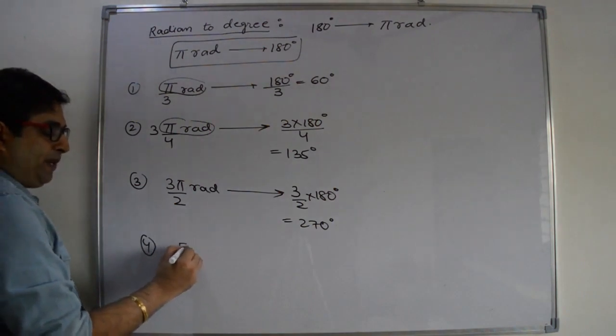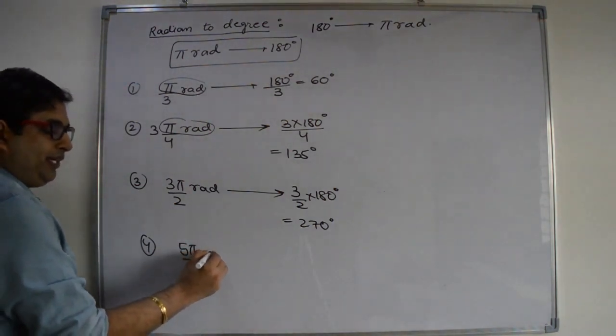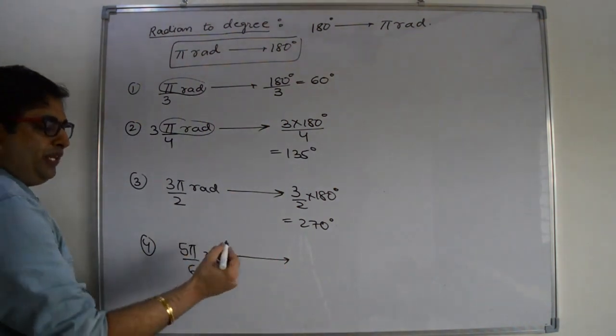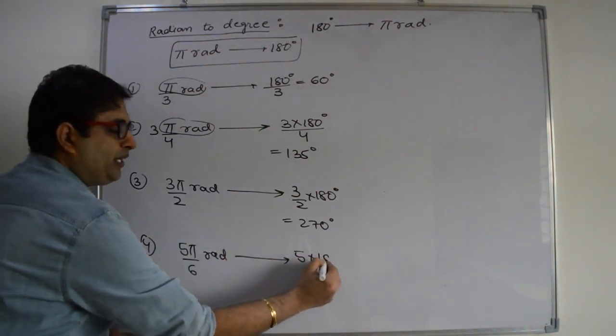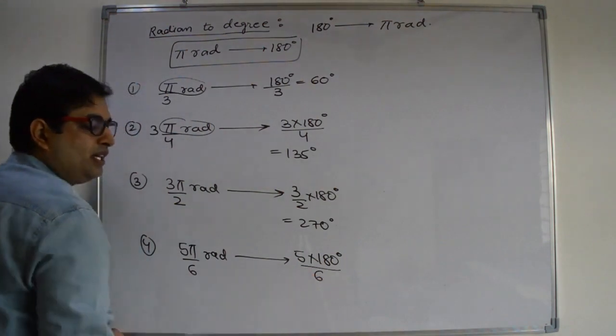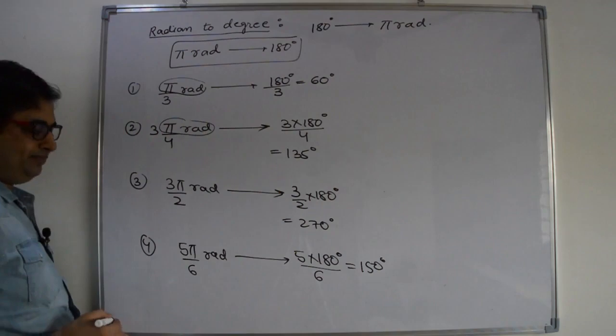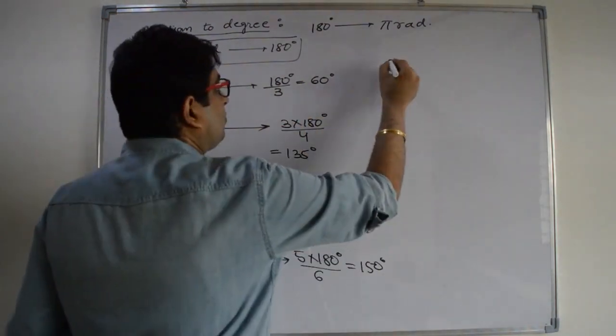What is 5 pi by 6 radian? Method is same. Convert this pi radian into degree. So 5 into 180 degree divided by 6. So it is 150 degree. Right? Let us take one more example.